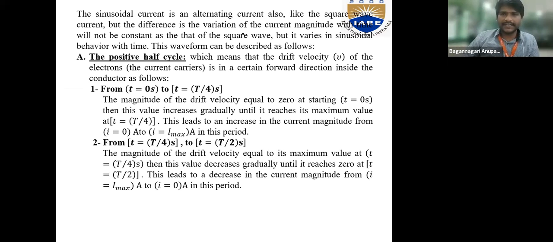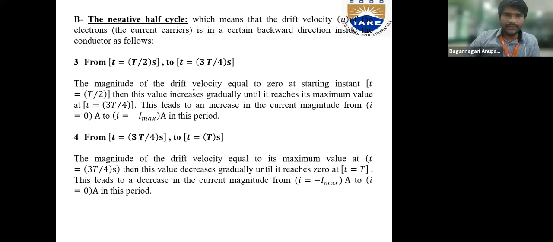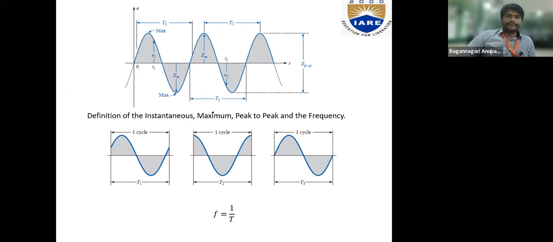This is how we calculate the sinusoidal alternating currents. We can segregate them into 4 segments and do the calculations. This is a waveform for a 2.5 cycle waveform. So we need some definitions. What do you mean by instantaneous value? What do you mean by peak value? What do you mean by peak to peak value? And what is frequency? Let me define them.